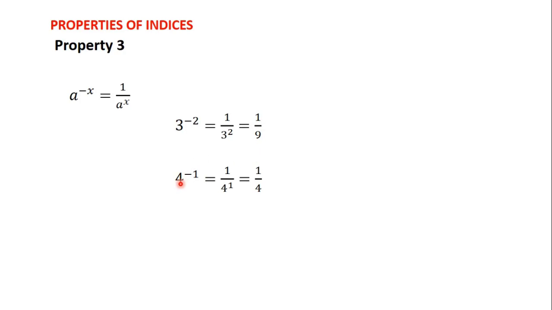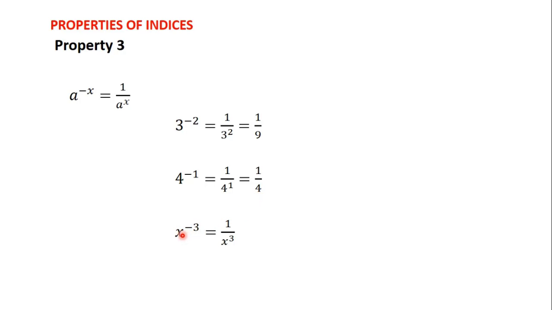In the same way, if you have 4 exponent minus 1, it is equal to 1 divided by 4 exponent 1. So if you write 4 exponent 1 as the denominator, the minus 1 changes to positive 1. And this will be 1 divided by 4.